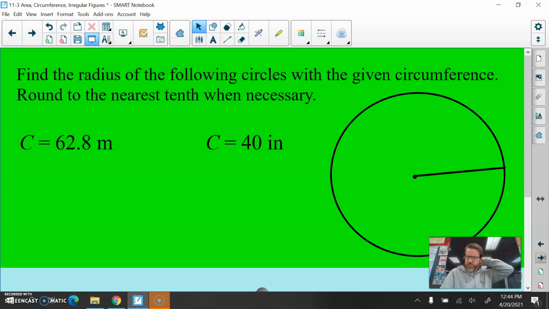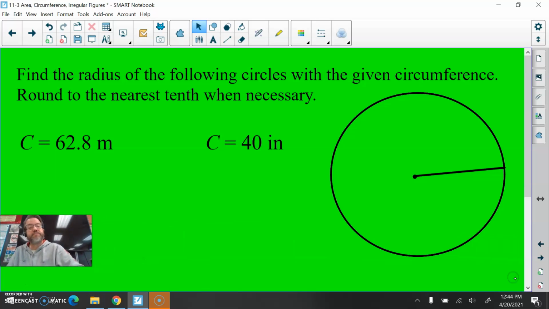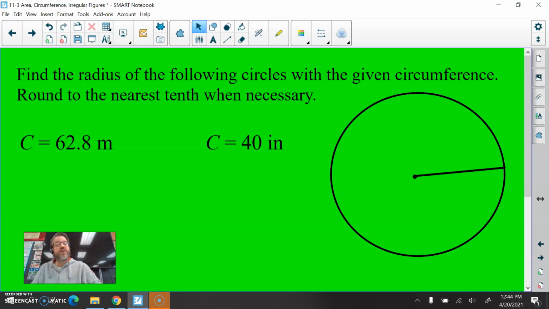Okay, so what would you do if you were asked to find the radius of the following circles with the given circumference? How would you go about doing that? And it says round to the nearest tenth when necessary. And so let's look at this first example here. What if the circumference is 62.8 meters? In other words, what if the distance around the circle is 62.8 meters? Can you find the length of the radius?